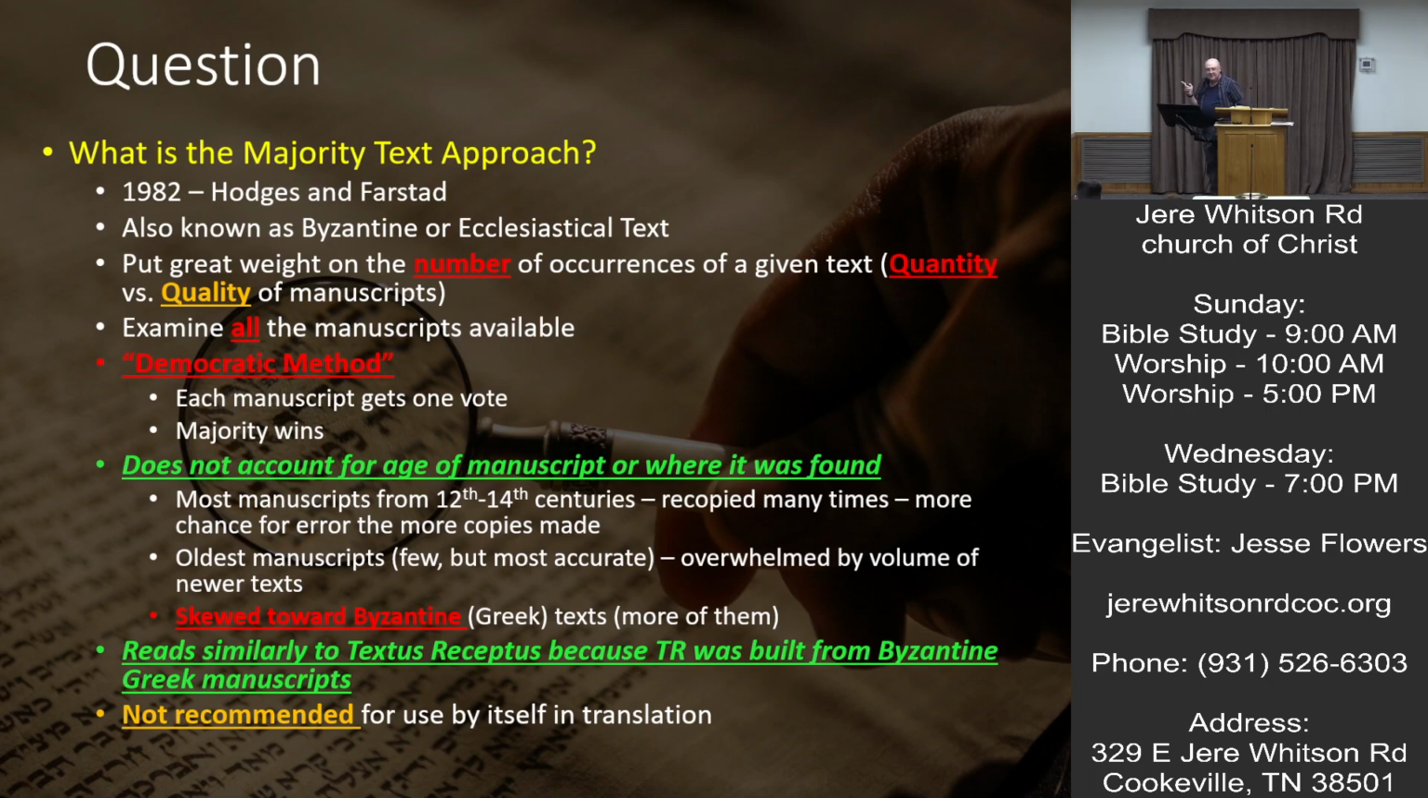Now, there's a couple problems here highlighted in green. The first is that it doesn't account at all for the age of the manuscript and where it was found. So the problem is that most manuscripts, of the 5,800 plus manuscripts we saw on the chart, most of those are found from the 12th through the 14th century, and they come out of the Byzantine Empire, the Eastern Roman Empire, the Greek Orthodox Church.